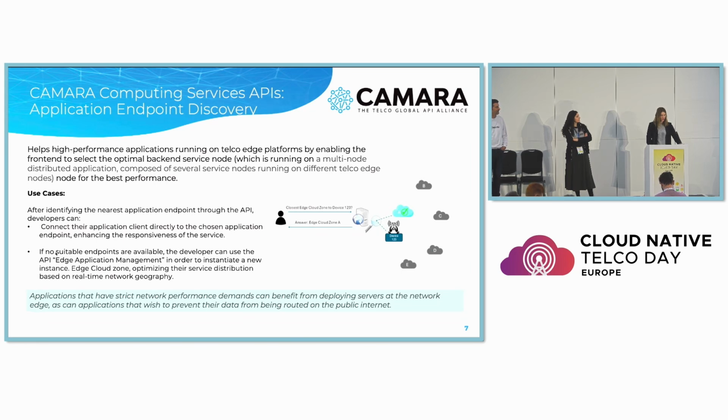So the use case here is really after identifying that nearest application zone endpoint, it's going to connect directly to your chosen endpoint after you discover it. If there are no good endpoints nearby, it's going to leverage another API that I'm going to talk about in just a minute called Edge Application Management.